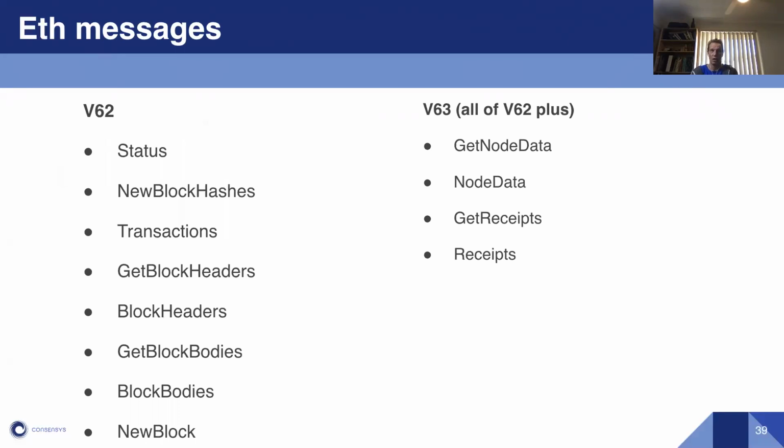You can see version 62 starts with the status, then moves into more blockchain-y things. So you can get block hashes, you can get transactions, you can get headers, and bodies. And then version 63 includes some extra things to help with the syncing and pulling data across. So I'll dive into each of these messages now.